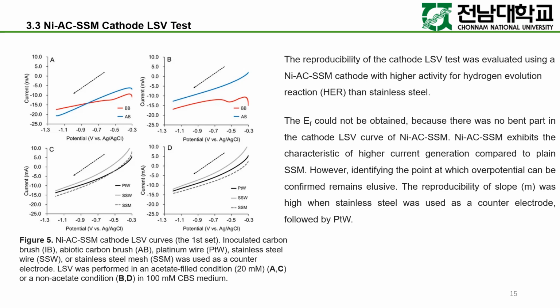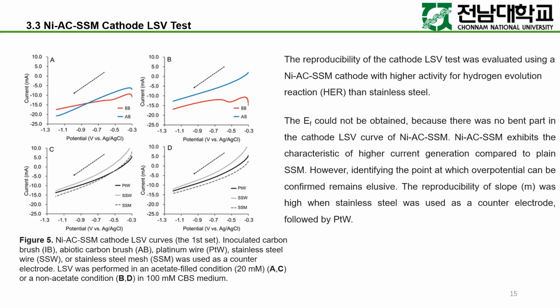Then there is the NiCSSM cathode linear sweep voltammetry test. The addition of nickel powder as a conductive material of the cathode is one of the good ways to improve hydrogen production in the MEC. Therefore, the reproducibility of the cathode LSV test was evaluated using a NiCSSM cathode, with higher activity for hydrogen evolution reaction than stainless steel, in Figure 5.